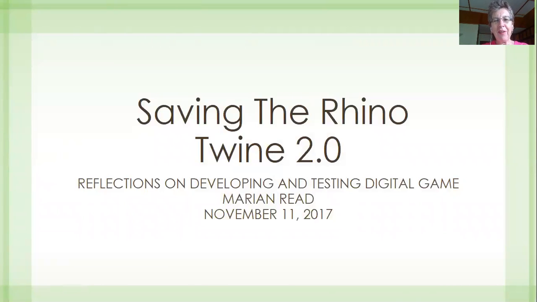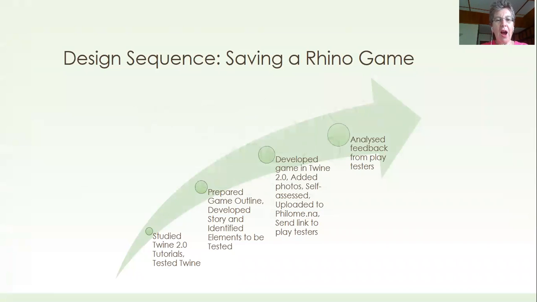So here I have prepared a very short PowerPoint, which shows the reflections on developing and testing the digital game using Twine 2.0. First, I studied Twine, and I looked at tutorials, and then I tested it a little bit. Then I prepared a game outline. I developed the story, and I identified elements to be tested. Then I developed the whole game in Twine 2.0. I added photos, I self-assessed, and then I uploaded it to Philomena, and then sent the link to play testers. And just today, I have analyzed the feedback from the play testers.